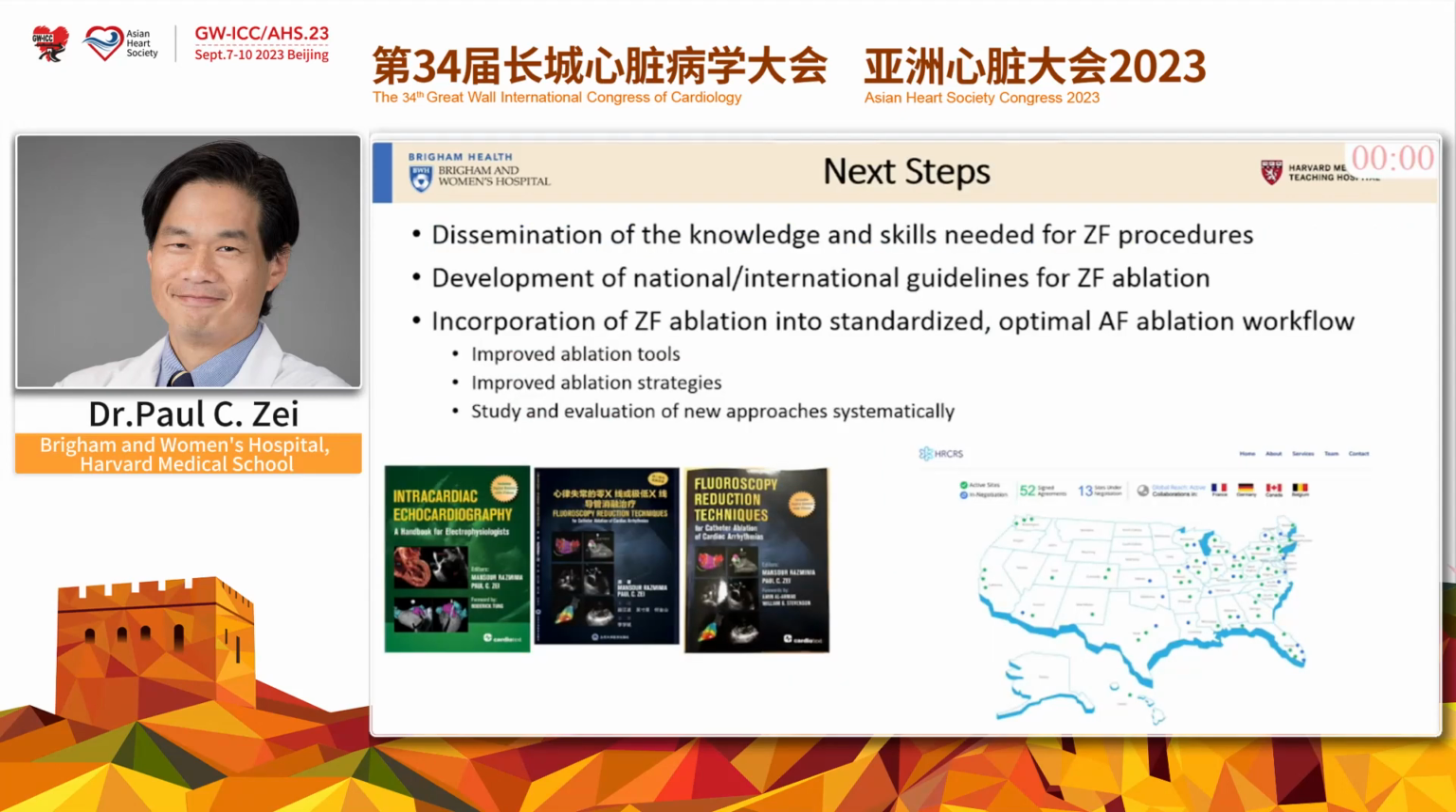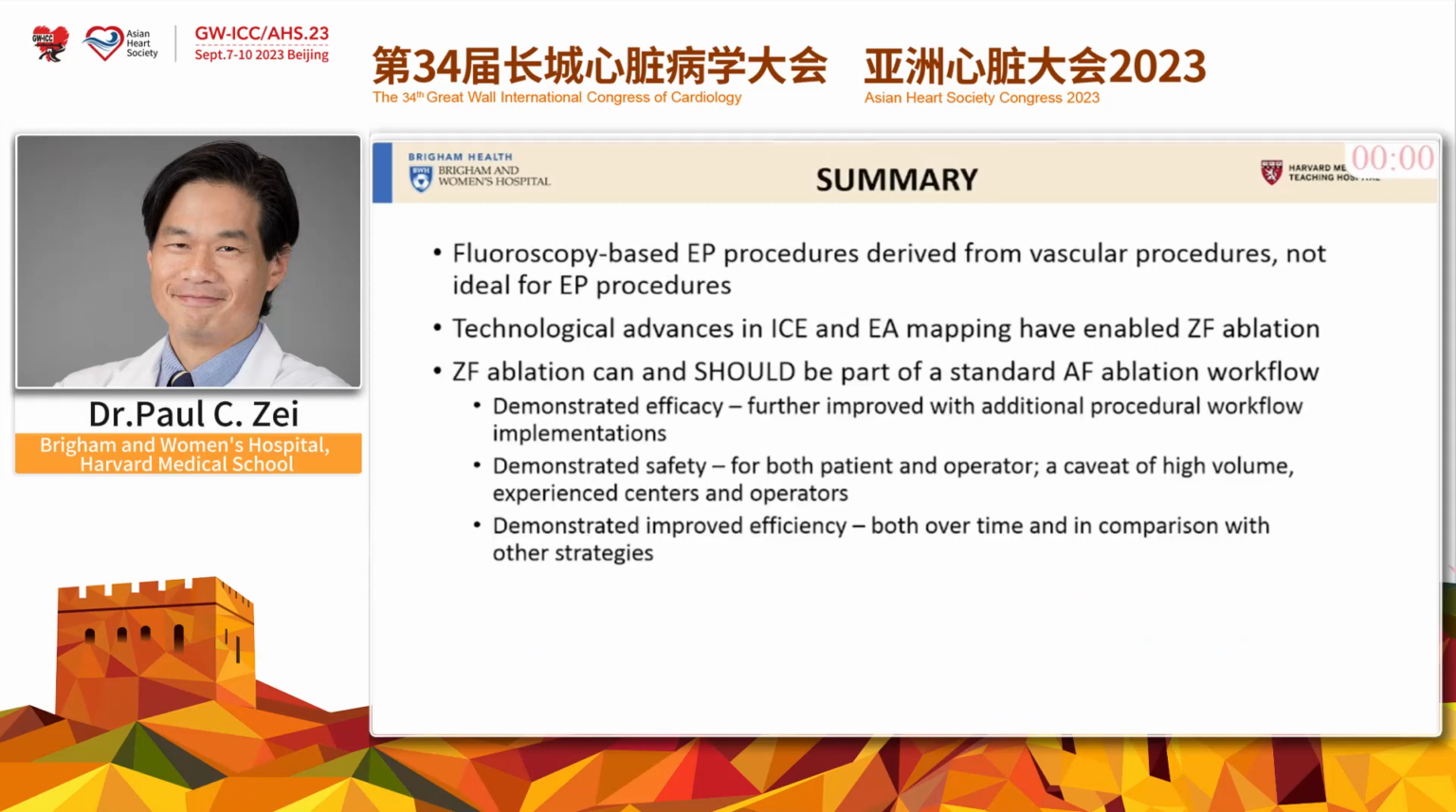I think our next steps would be to try to disseminate this knowledge further, of course. We hope that, because of the growing literature and data supporting the benefit of this, it will eventually be in the guidelines that will support use of this. And then as a result, incorporate it into your standardized optimal AF ablation workflow.